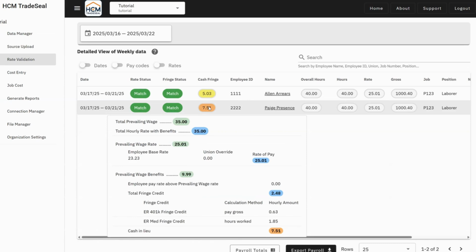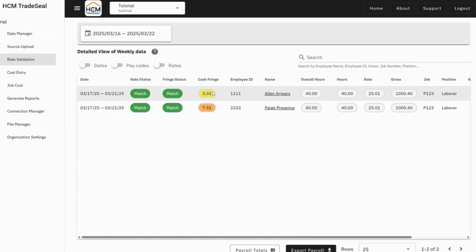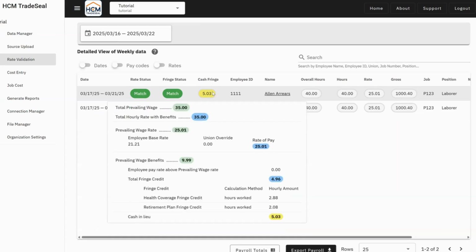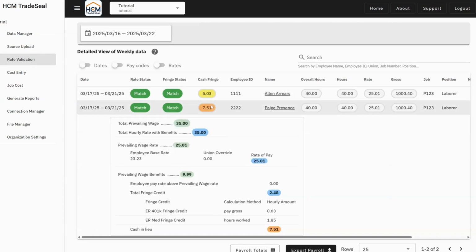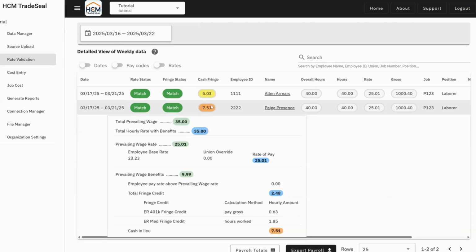The 401k fringe credit in this case was calculated as a percent of gross pay, and the medical fringe credit is paid at $1.85 an hour. TradeSeal turns this all into hourly amounts so we can demonstrate why the employee is paid $7.51 cash in lieu. And for advanced TradeSeal users, you'll notice a color scheme. The cooler colors, yellow, green, and blue, are typically used for a lower amount of cash in lieu, implying that you're saving money. The warmer colors like orange and red mean that you're paying more of the prevailing wage fringe as cash in lieu or a payroll earning, and unfortunately, employers are taxed on this.